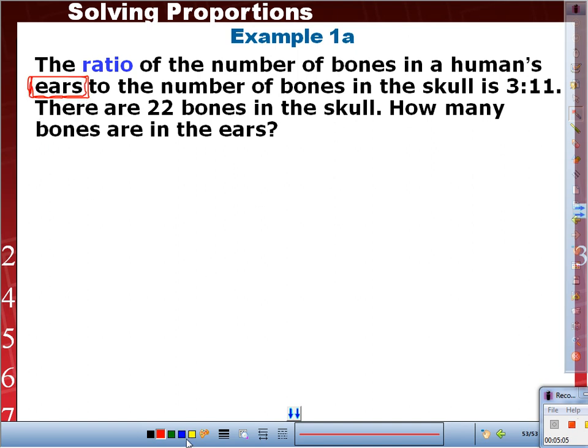Okay. I'm going to switch to green. What is the second set of bones that they mentioned? In the skull. I'm going to box the skull. Now that has something in particular. Which is the first one that they mentioned? The ears, and then they mentioned the skull. In that same order, tell your neighbor, look at the ratio that they give us, tell which number corresponds to which, please.